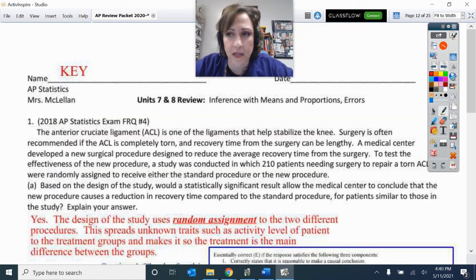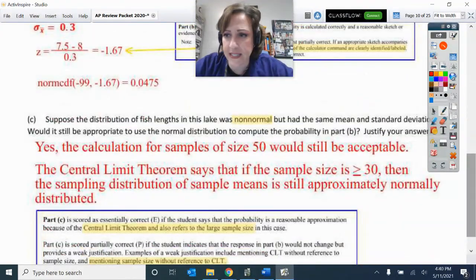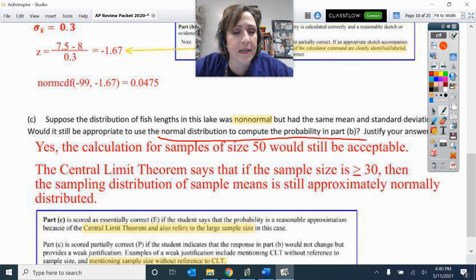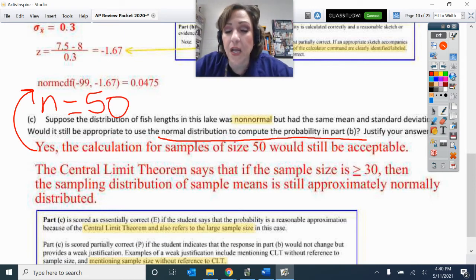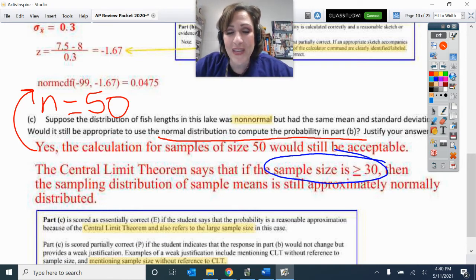Okay. Then the question is, let's see. Would it still be appropriate to use the normal distribution to compute the probability in part B? Yeah, the one where the sample size was 50. Well, what do you have to say about that? Okay, here's what most people would be inclined to say. Yes, because the sample size is greater than or equal to 30. All right, and that is partial credit.